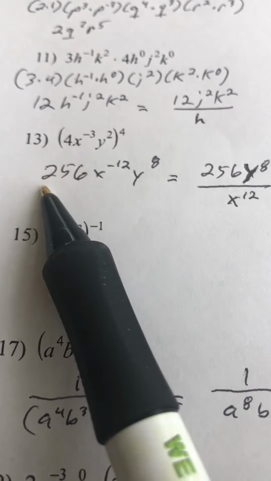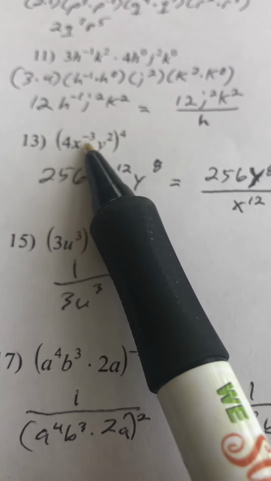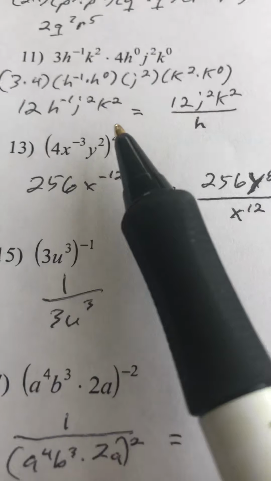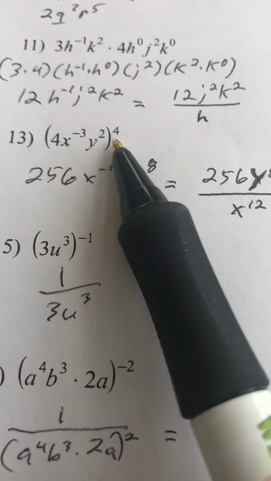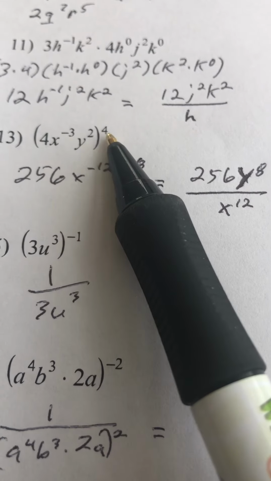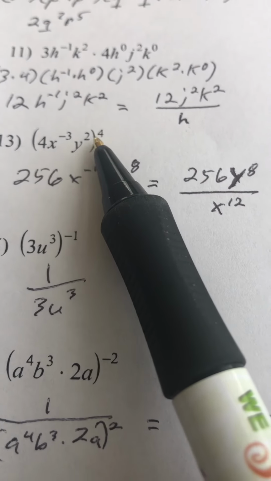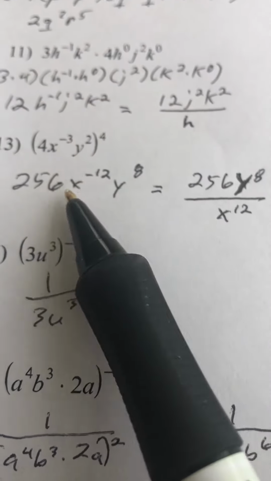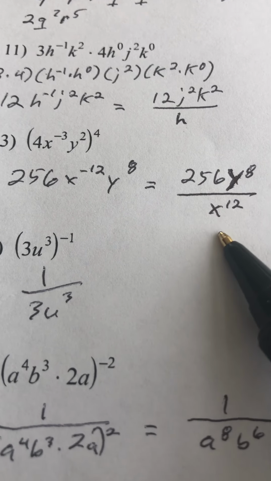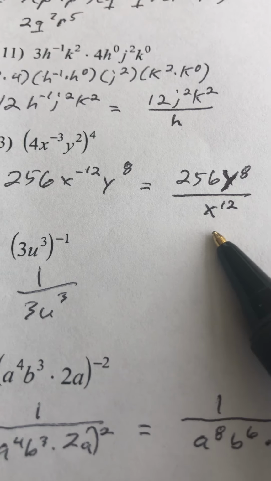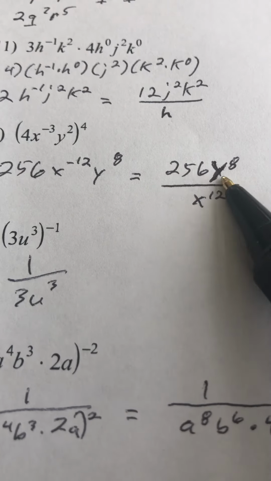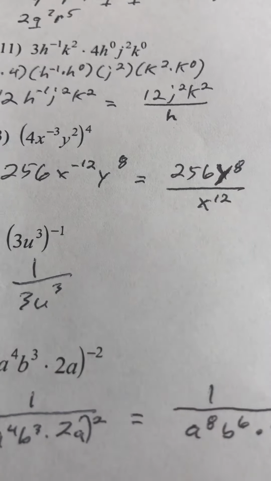This one, 4 to the 4th power is 256. Now I'm multiplying. 4 times a negative 3 is negative 12, and 4 times 2 is 8. This is the power rule, because I have a power raised to a power. Power raised to a power means now you're multiplying. I have a negative 12 here, so with that x, I'm going to move it down to the denominator so that I have x to the 12th power in the denominator. So my final answer is 256y to the 8th over x to the 12th.